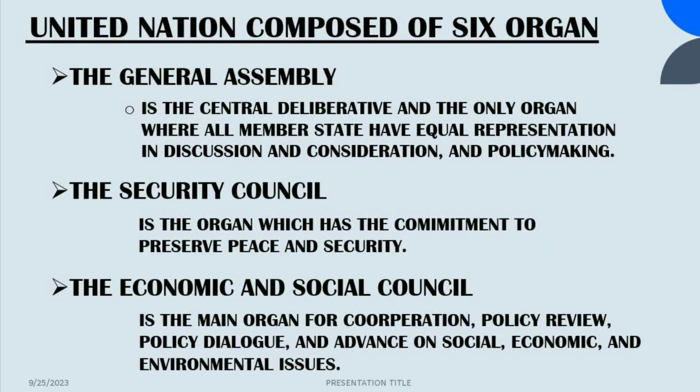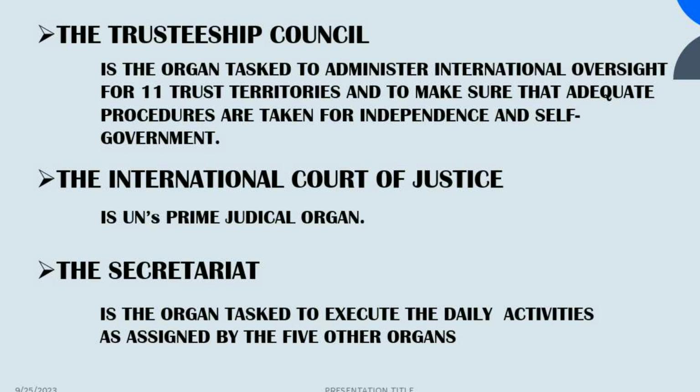General Assembly. All member states have equal representation in discussion, consideration, and policy making. Security Council. Commitment to preserve peace and security. Economic and Social Council. They work on cooperation, policy review, policy dialogue, and advancing social, economic, and environmental issues. Trusteeship Council. It administers international oversight for trust territories and makes sure that procedures are taken for independence and self-government. The International Court of Justice, the prime administration of justice in the United Nations. The Secretariat is tasked to do the daily activities as assigned by the five other organs.